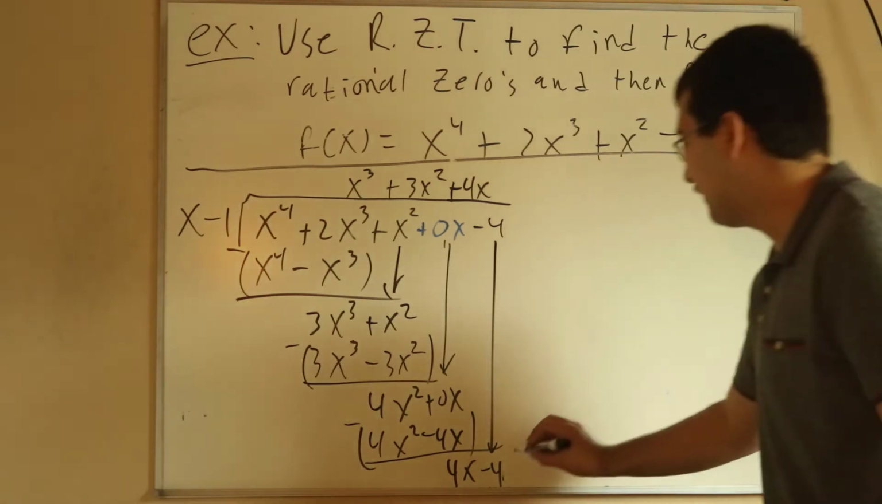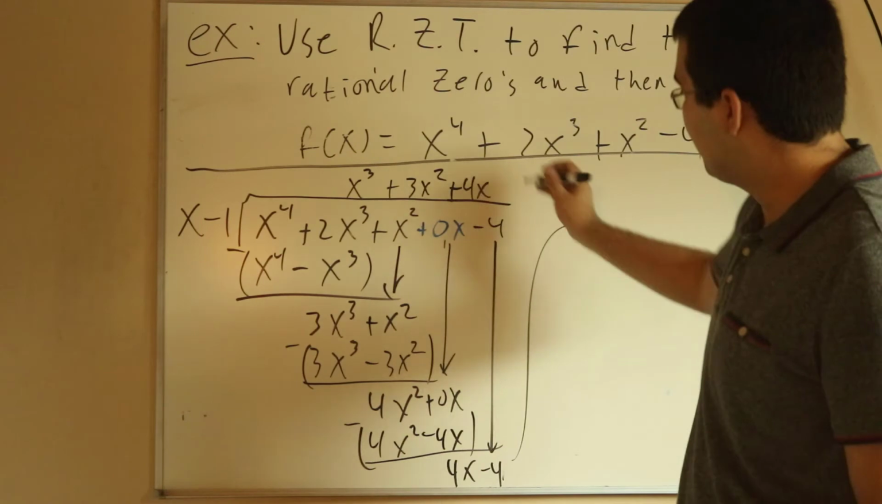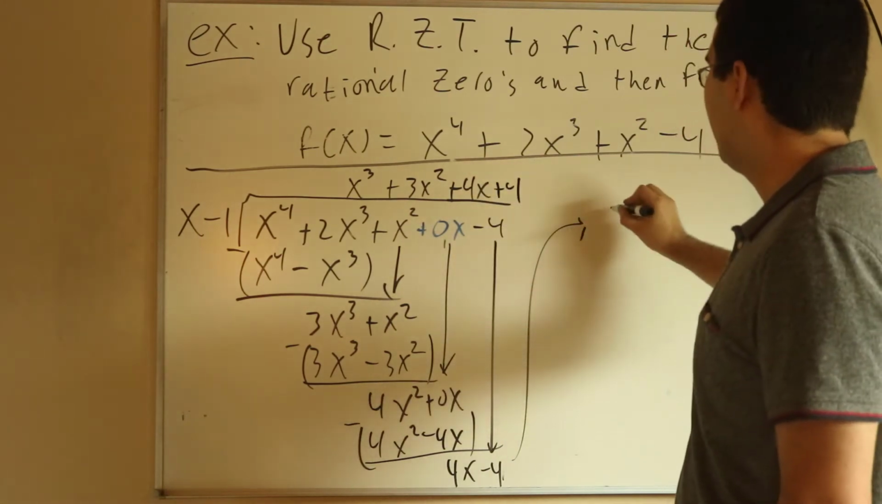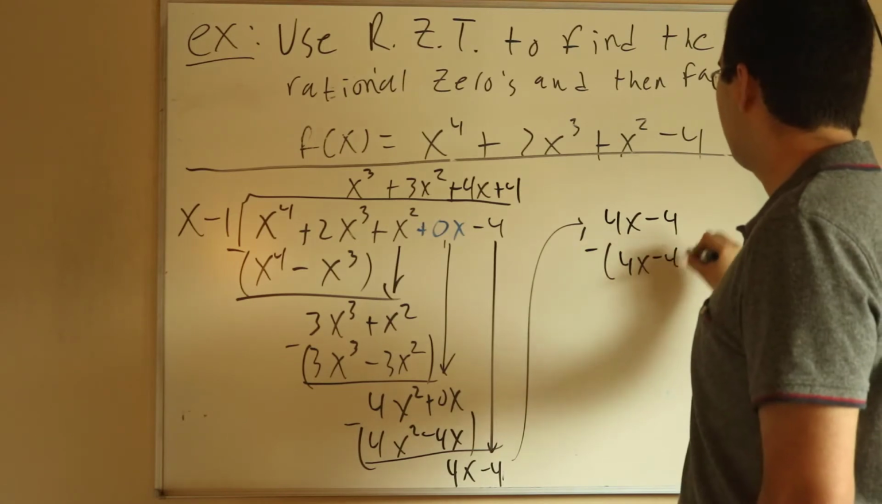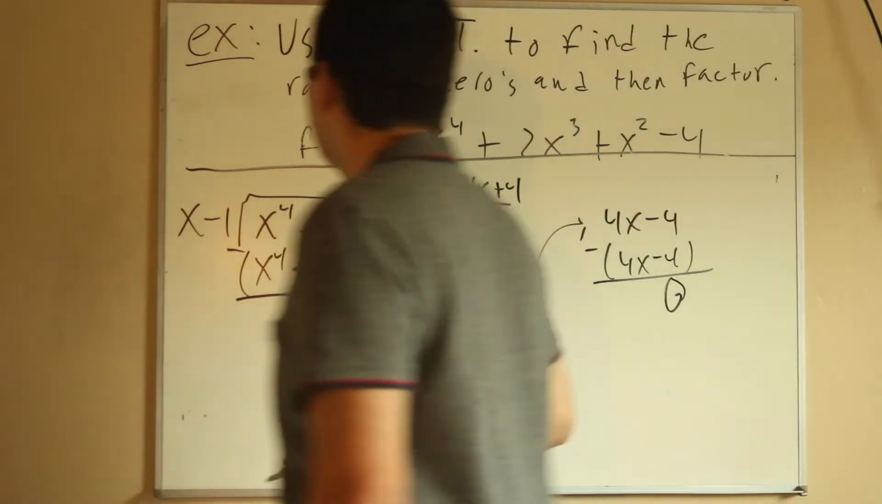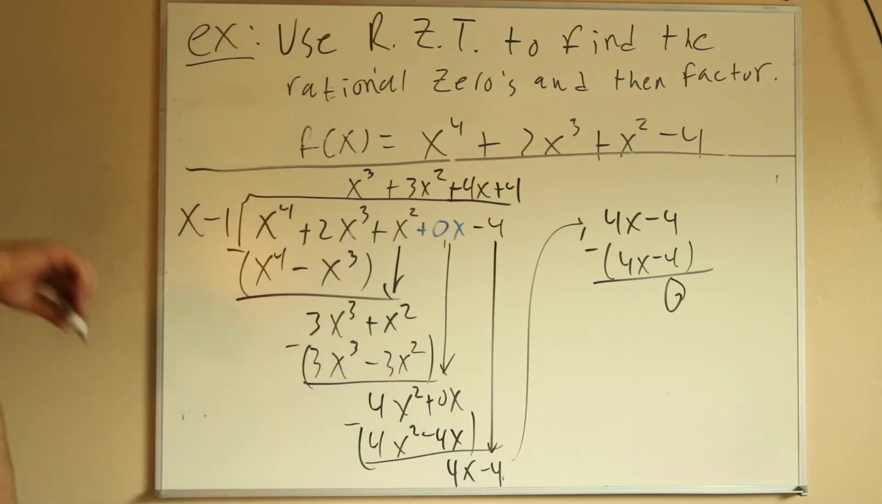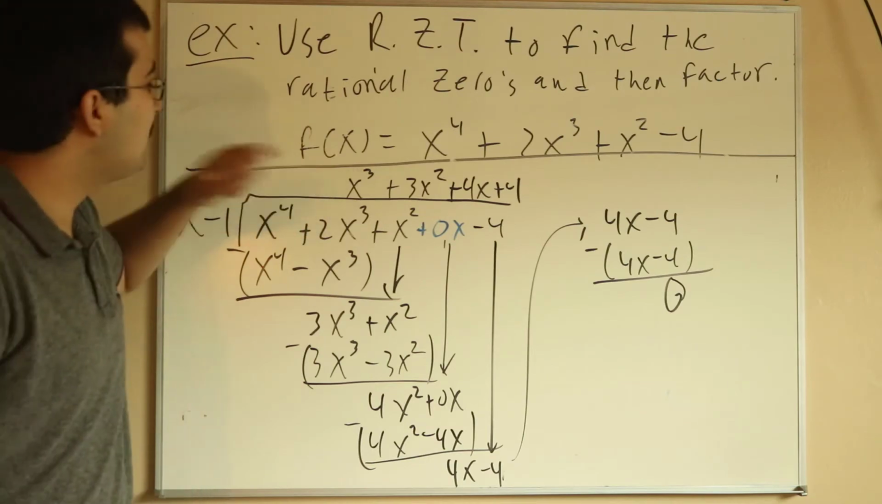And I guess I'll have to continue my work up here. So I'm going to need to multiply by a positive 4. So I get 4x minus 4, and subtracting 4x minus 4 gives 0. Great. So we went through a long division, divided by our factor, and we produced this value.